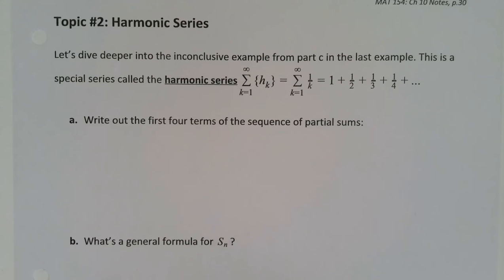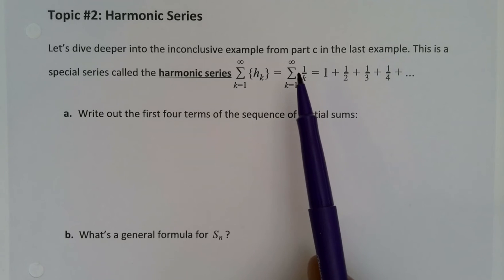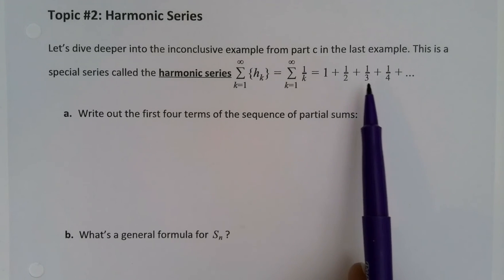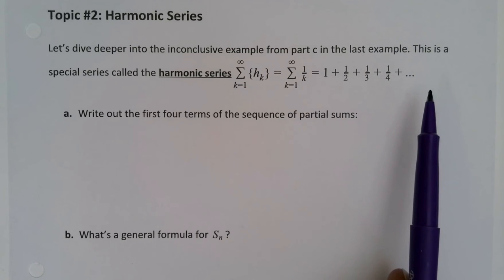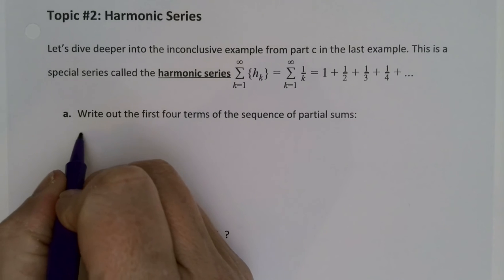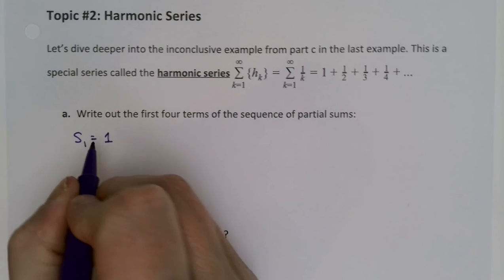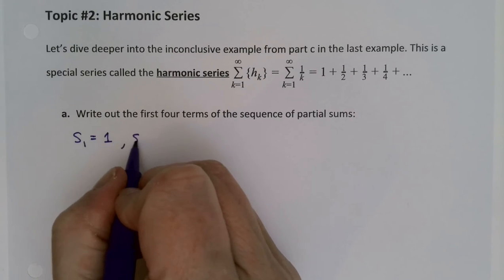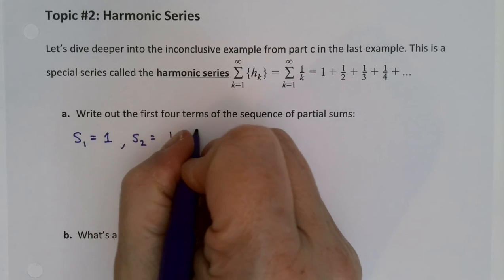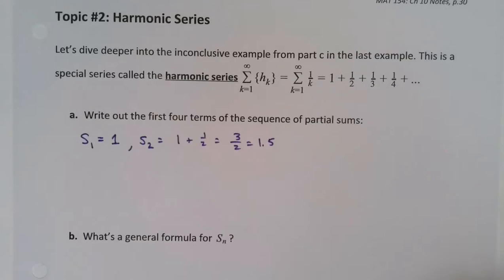So the limit, of course, of this is 0. The 1, a half, a third, a fourth, a fifth, right? So you'll notice those individual terms are going to 0. But what about the partial sums? So if I take s sub 1, that would be 1. S sub 2 would be 1 plus a half, right? Which is 3 halves, or 1.5.